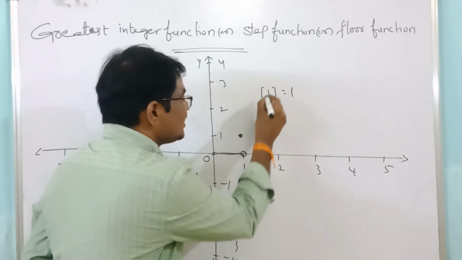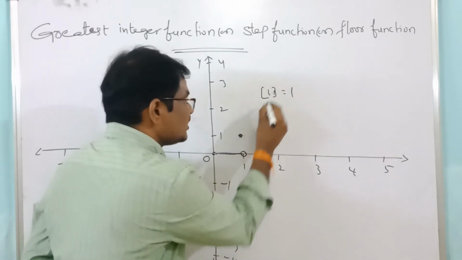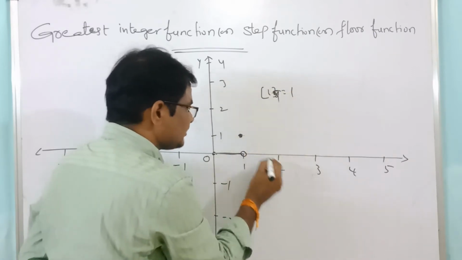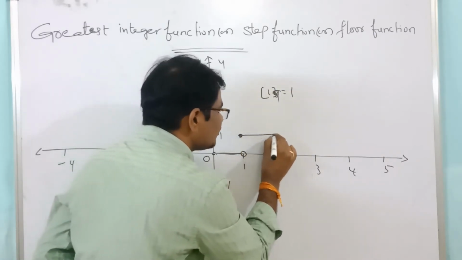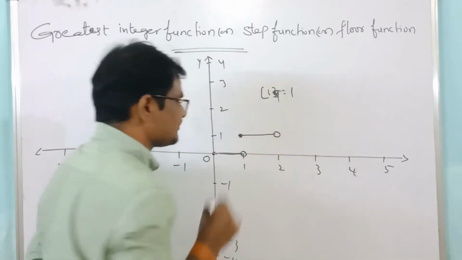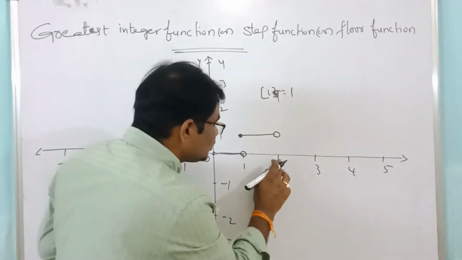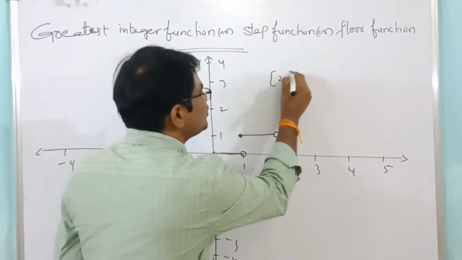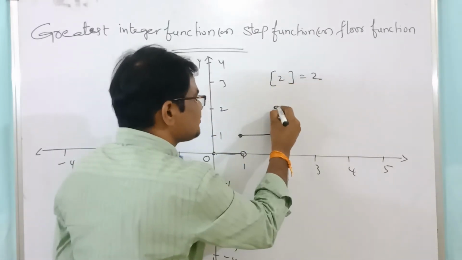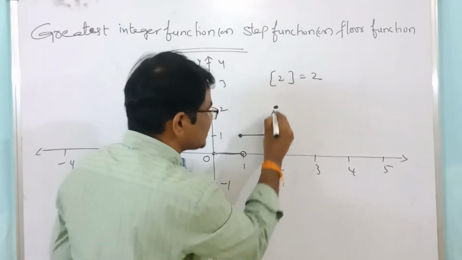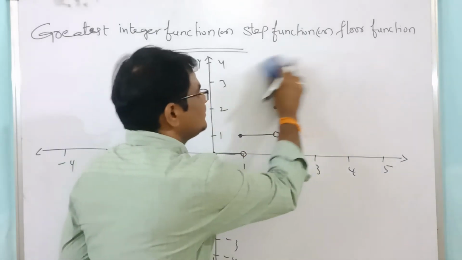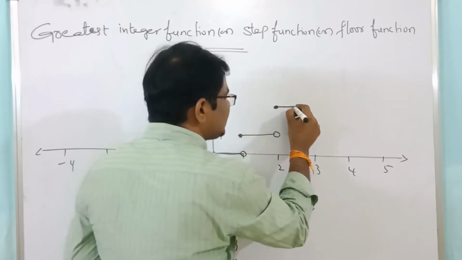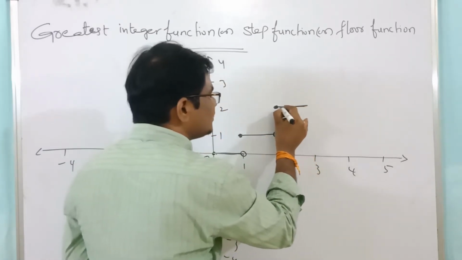Now 1.1, 1 only. 1.2, 1 only. 1.5, 1 only. 1.9, 1. Up to here 1 only you will get. Listen carefully. But at x equal to 2, what will we get? Greatest integer function of 2 is 2 only. So that's why here the point you will get, here you won't get. That's why open circle here, closed circle there. Now 2.1, 2.2, up to 2.9, 2 only you will get.